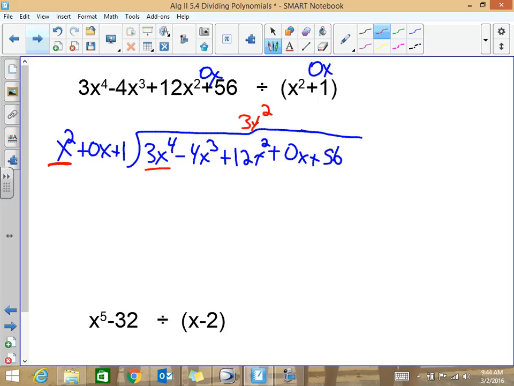Okay? And now we distribute that 3x squared to this whole equation. So 3x squared times x squared gives us 3x to the 4th. 3x squared times 0x gives us 0x to the 3rd. And on that one, it really just gives you 0. Okay? I mean, when we add it, it's just going to be adding 0. But I think sometimes it's helpful to keep the x's in there. 3x squared times 1 is 3x squared.